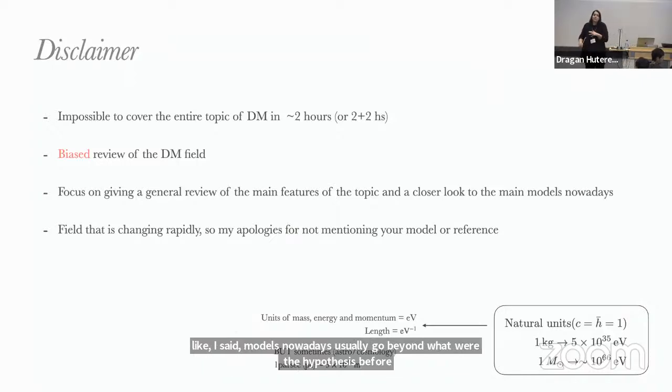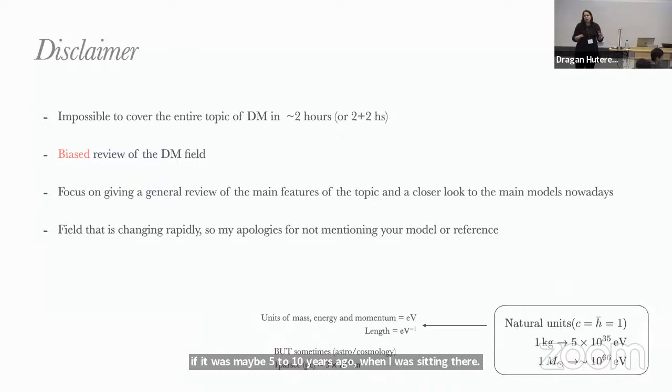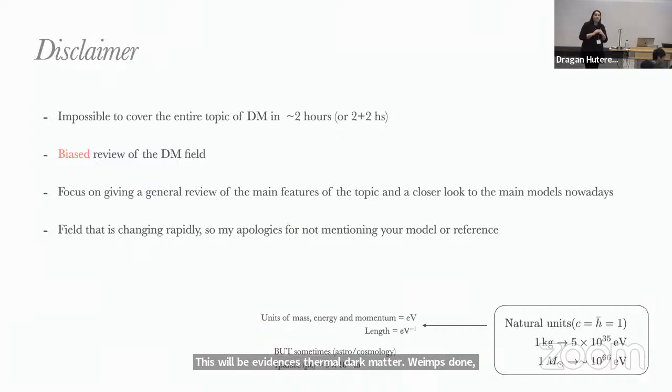And also this is a field that is changing quite fast. So if it was maybe 5 to 10 years ago when I was sitting there, this would be evidences, thermal dark matter, WIMPs, done. And this is not how it is anymore. So the landscape changed a lot in the past few years. So I want to give an idea of this modern view of dark matter.